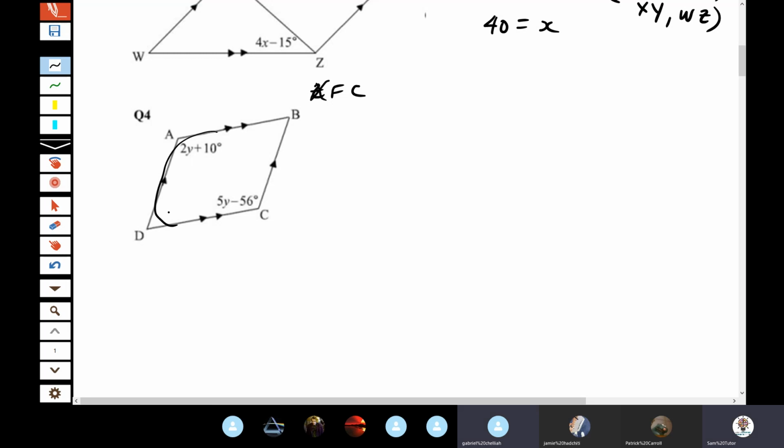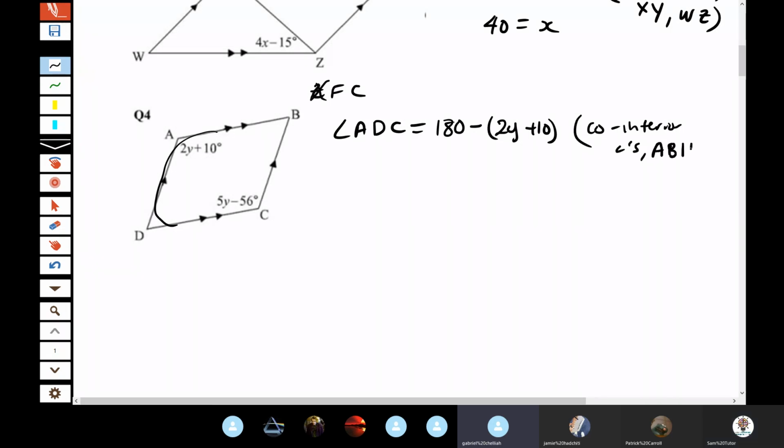So this angle ADC equals 180 minus open bracket 2y plus 10. What's your reason? Co-interior angles. And then which two are parallel? Which 2 did we use that are parallel? It's 2 lines. I think AB and DC. Good. So then we found this angle. Just assume it's whatever this is when it's simplified. 180 take away 2y, take away 10, which is 170 take away 2y.